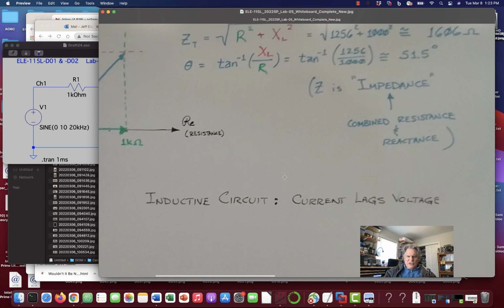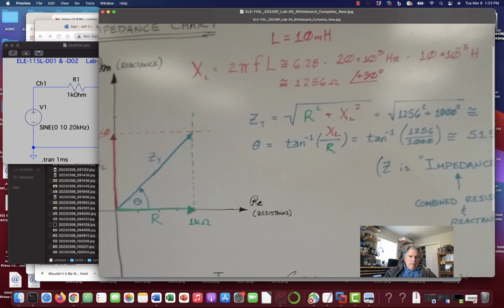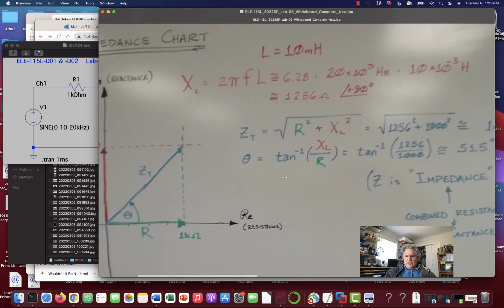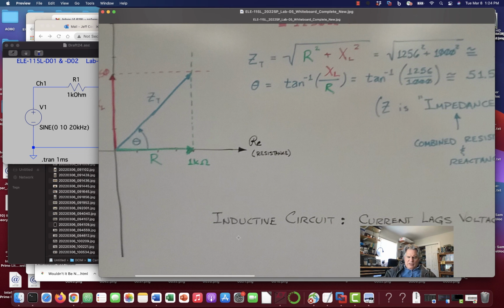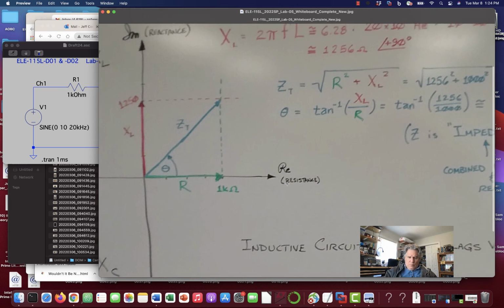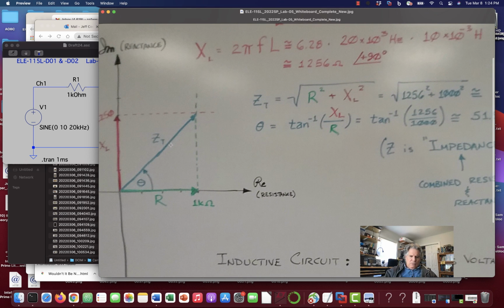In an inductive circuit, the current lags the voltage. That's something to memorize because it gives you all four cases for inductive circuits and capacitive circuits. But this is one that I always remember: current lags in an inductive circuit. So we now have kind of like our total resistance in the circuit, this total impedance.